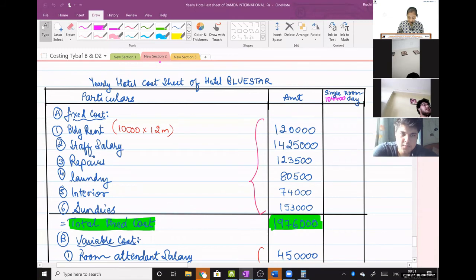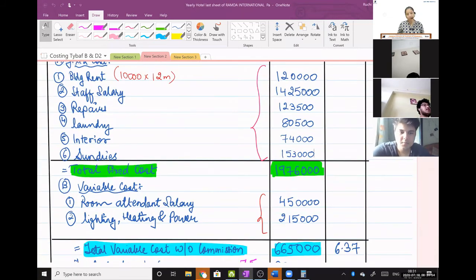Next, variable cost. There are only two variable costs in the question, and we don't have to calculate them. Generally, when we have done sums on the hotel cost sheet, we calculate room attendance, salary, lighting, heating, power. But here it is already calculated and given in the question: 4,50,000 and 2,15,000.